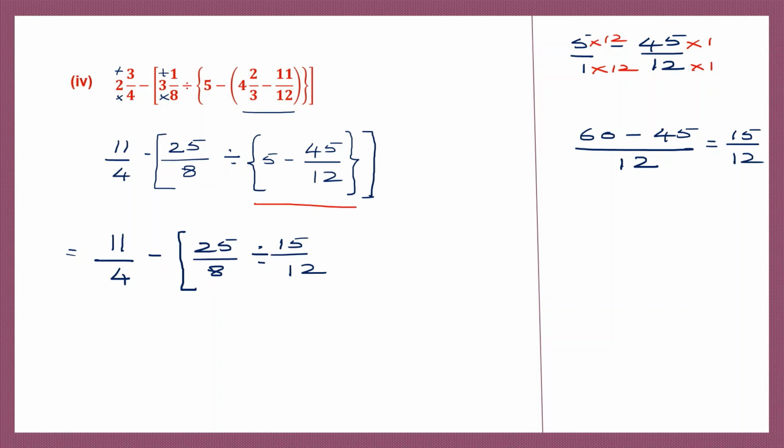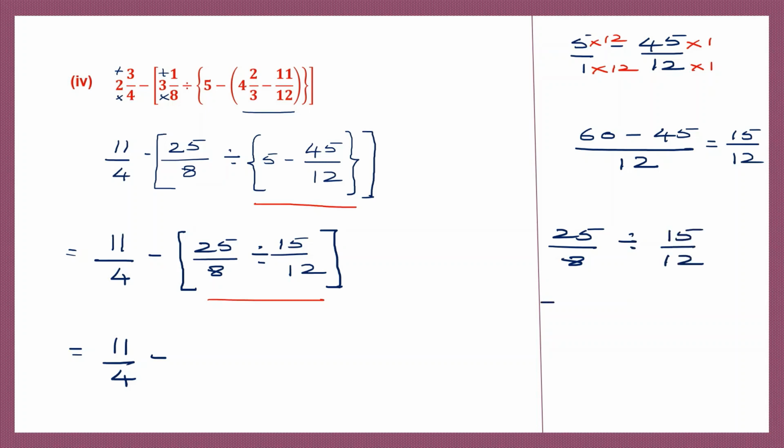Now we can put back a square bracket. So now what we have to do is work out what is within the square brackets. So here we have 11 by 4. So 11 by 4 minus, now let's work out what's within the square bracket. 25 by 8 divided by 15 by 12. So this will be 25 by 8 into 12 by 15, and let's cancel.